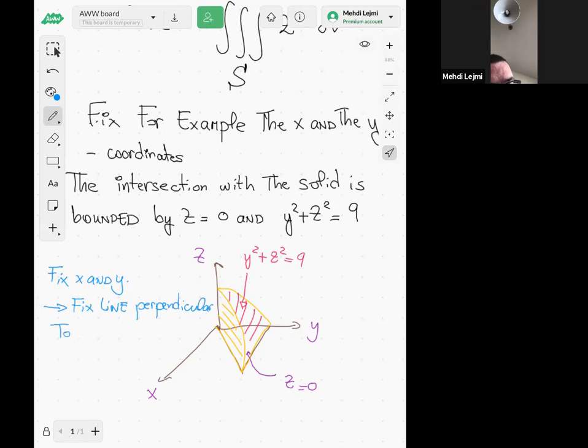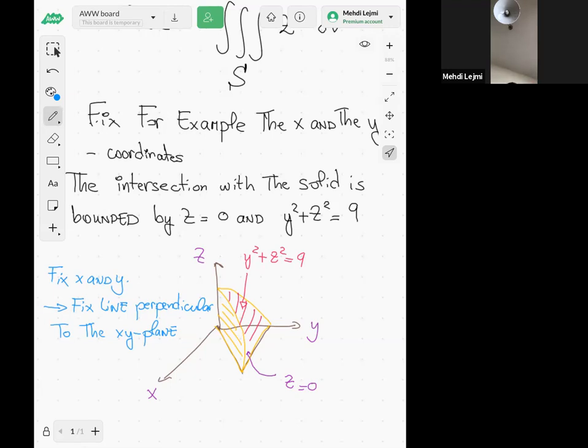To the xy plane. Okay. As I said, you can decide, instead of x and y, to fix x and z. If you decide to fix x and z, you have to take a line which is perpendicular to the xz plane, right? If you decide to fix y and z, then you have to take a line which is perpendicular to the yz plane, all right, etc.